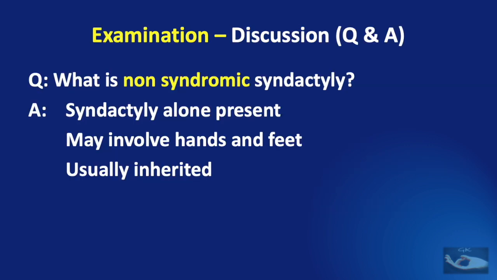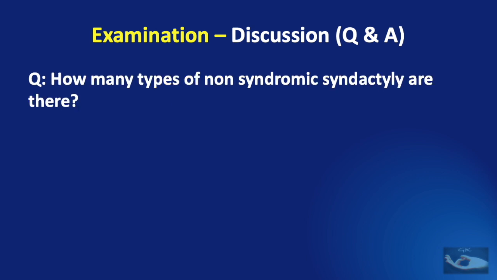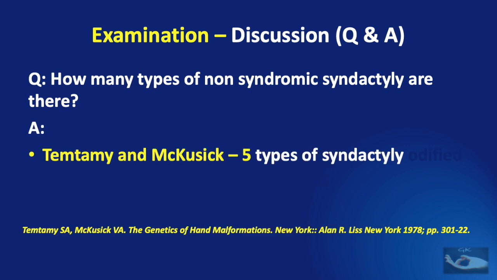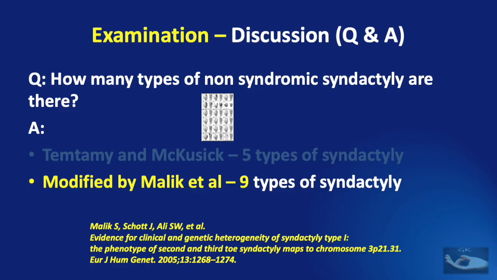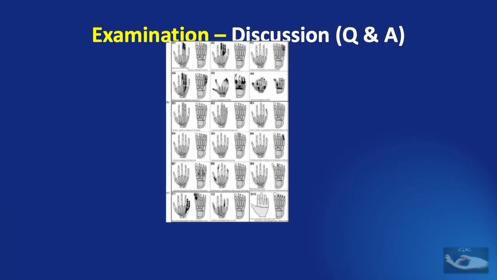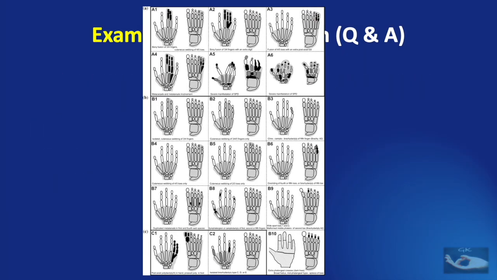Let us see what is non-syndromic syndactyly. Here, syndactyly alone is present. It may involve the hands and feet, and this is usually inherited. How many types of non-syndromic syndactyly are there? Temtamy and McKusick in 1978 classified non-syndromic syndactyly into 5 types. But this was modified later by Malik et al. into 9 types of non-syndromic syndactyly.